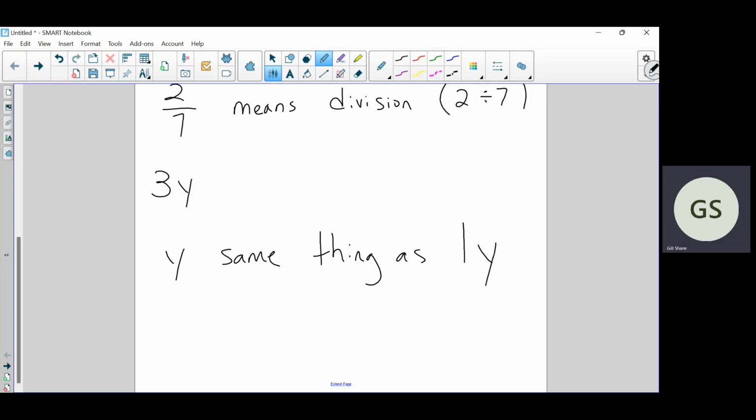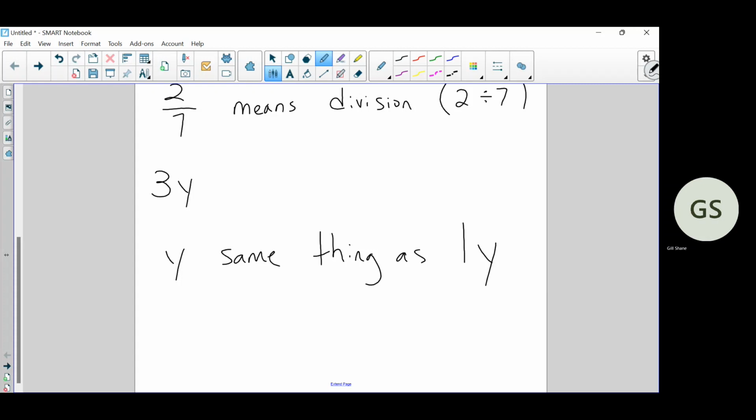Just having a y is the same thing as 1y. So you can say there's a 1 in front of it, but that does not mean y equals 1. Y is a variable. We'll get to the definition of a variable as the next thing after we talk about what 3y means.